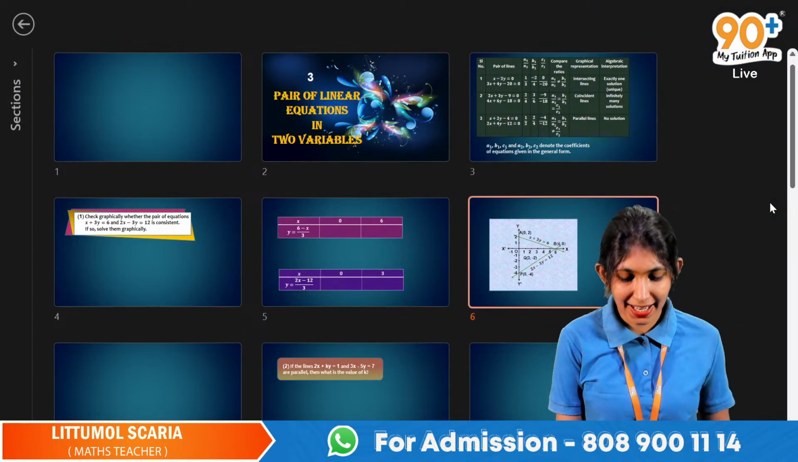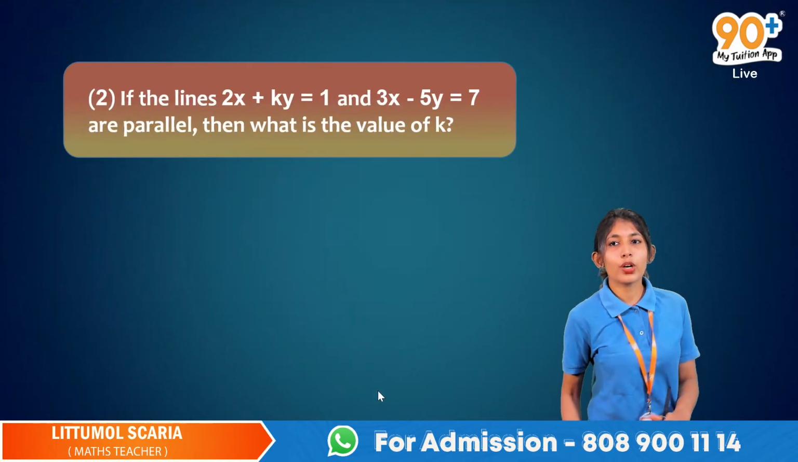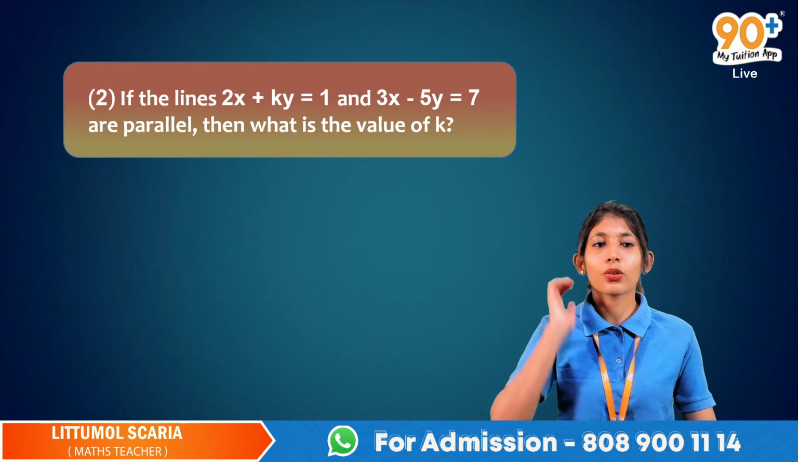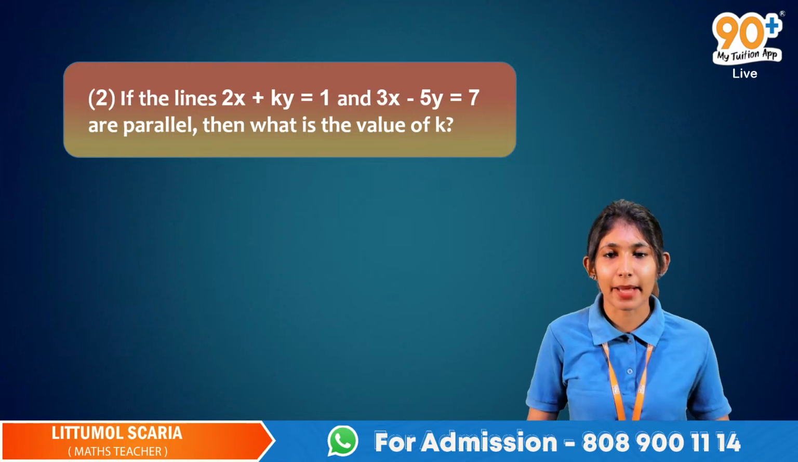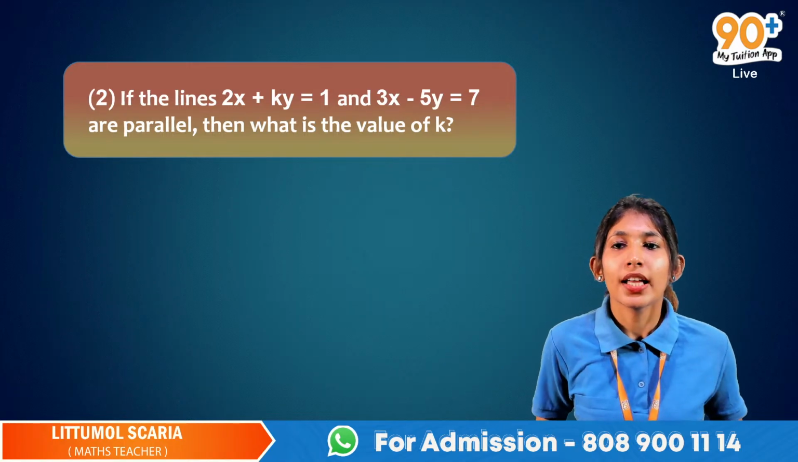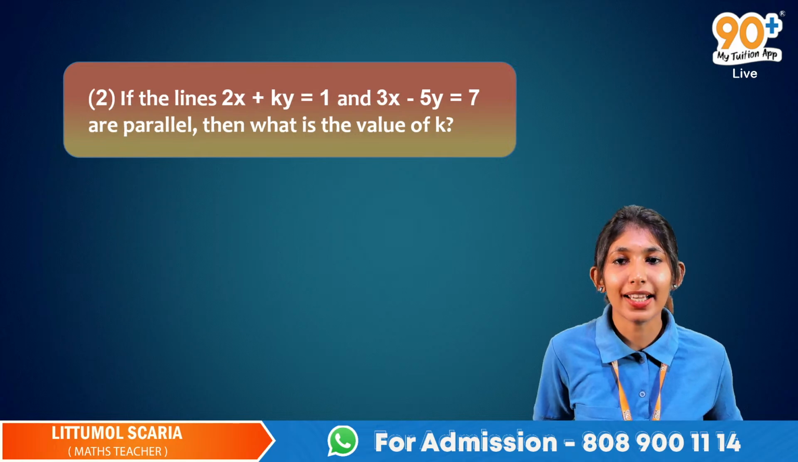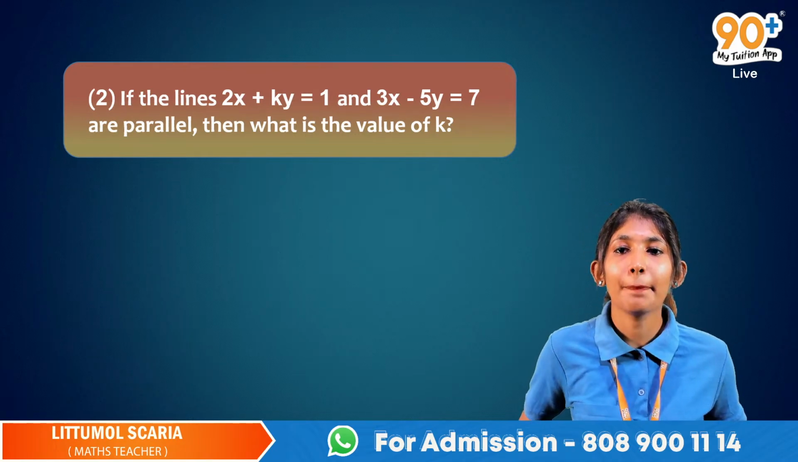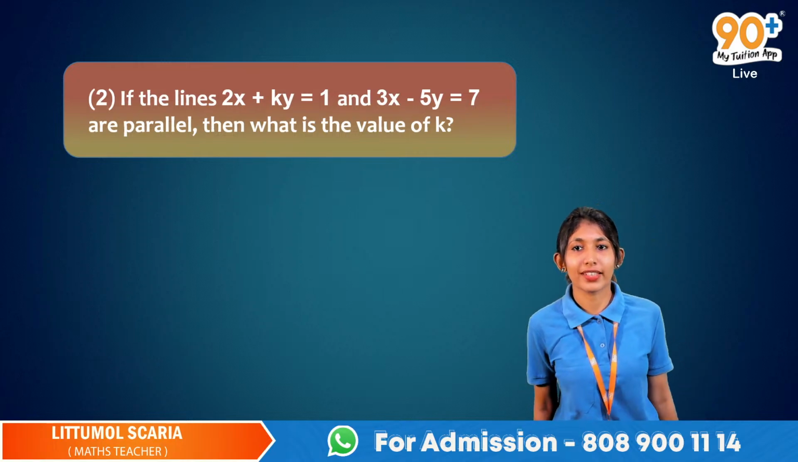Yes, I can see the answers over here. So we'll see one more question which has quite a probability of being asked in the exam. If the lines 2x plus ky is equal to 1 and 3x minus 5y is equal to 7 are parallel, then what is the value of k?